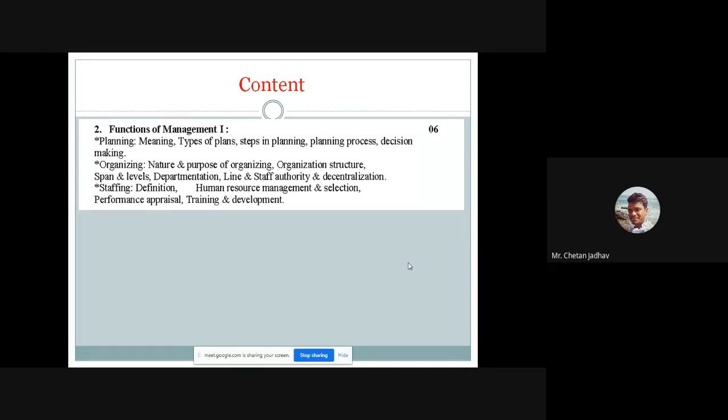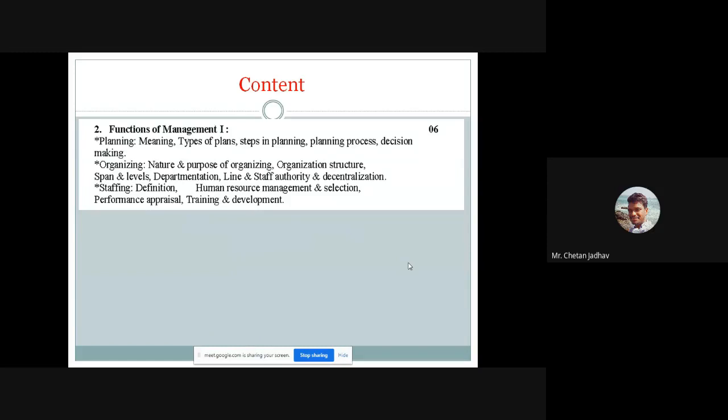Next, organizing. In organizing we will first see the nature and purpose of the organization or organizing committee, then the structure of the organization, and next the span for that organizing team and the levels. There are different levels. Next, departmentation, line and staff authority, and decentralization. Decentralization means we are going to divide into different departments. We are going to organize the system in a very well manner for achieving great output.